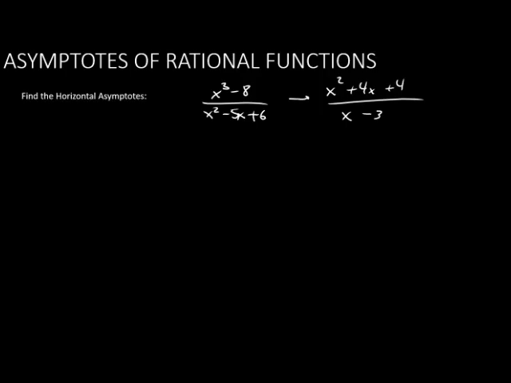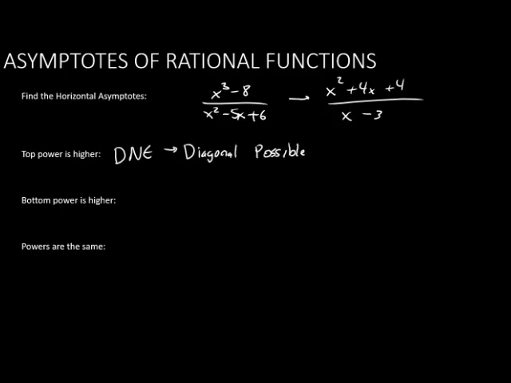We can also use the simplified form to find the horizontal asymptotes. Remember that for horizontal asymptotes, we must look at 3 possibilities. One where the top power is higher, one where the bottom power is higher, and one where the powers are the same. If the power on top is higher, we will say there is no horizontal asymptote, but note that there could be a diagonal. If the bottom power is higher, we'll say y equals 0 automatically. If the powers are the same, we would divide the leading coefficients.